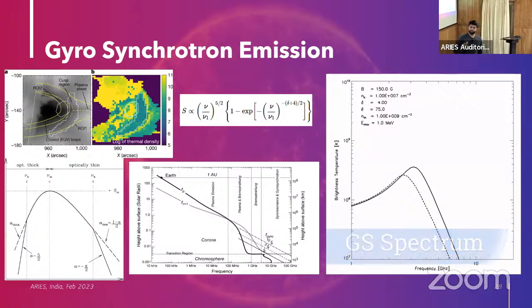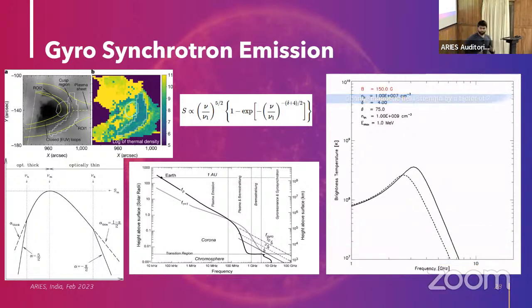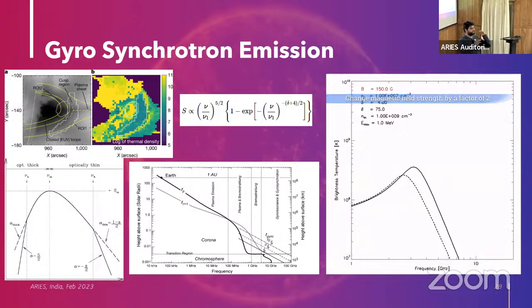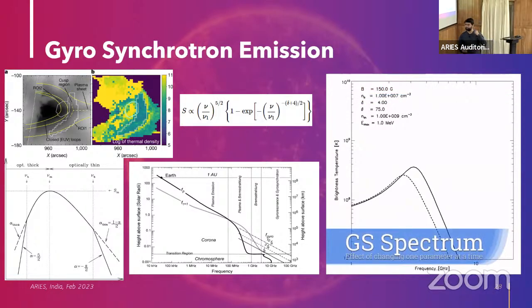Now this is the gyrosynchrotron emission. Gyrosynchrotron emission is really interesting because we can constrain it from its spectrum. If emission during flares comes from gyrosynchrotron emission, it has a characteristic spectrum. This is in frequency. At low frequency it has an optically thick part, and at high frequency an optically thin part. So it has this characteristic shape, and this shape depends on different values of the coronal parameters.